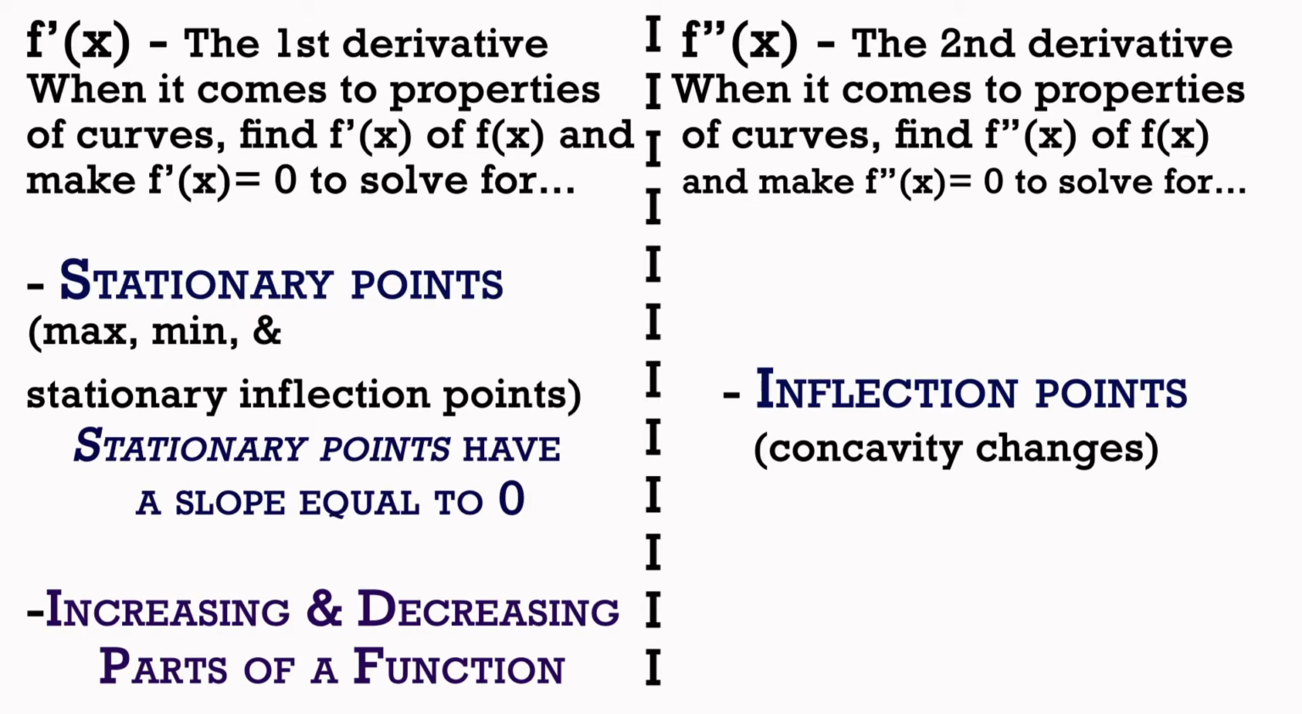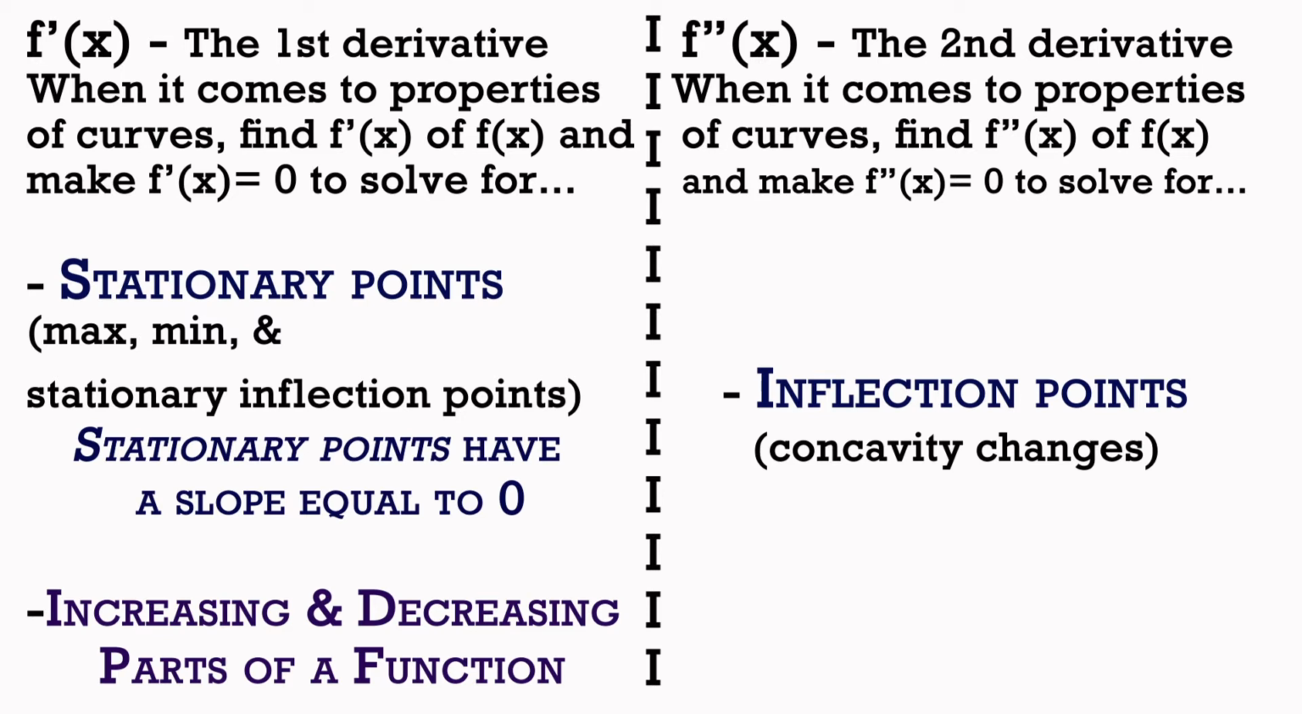The first derivative. When it comes to properties of curves, finding the first derivative of the function and making it equal to 0 will help you solve for stationary points, which are maximum, minimum, and stationary inflection points. Stationary points have a slope equal to 0. The first derivative will also tell you which parts of the function are increasing and which parts of the function may be decreasing.